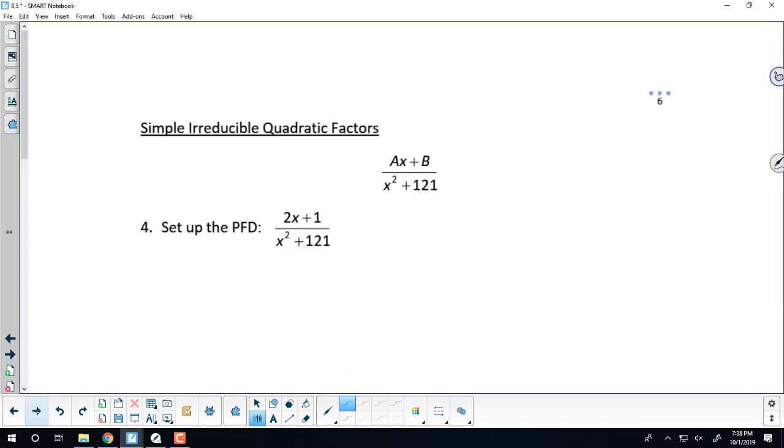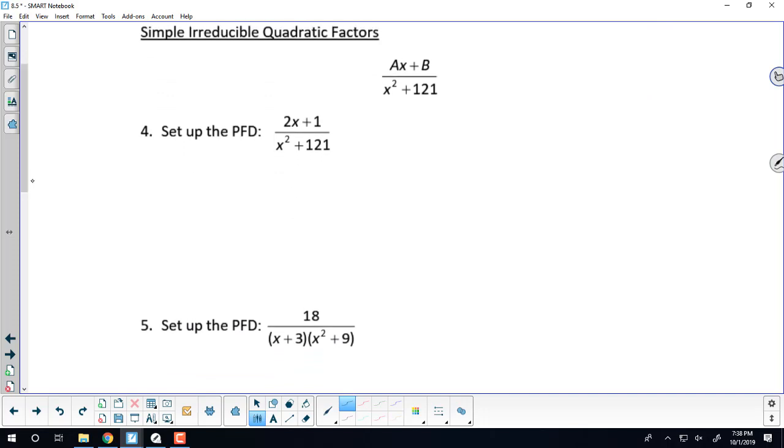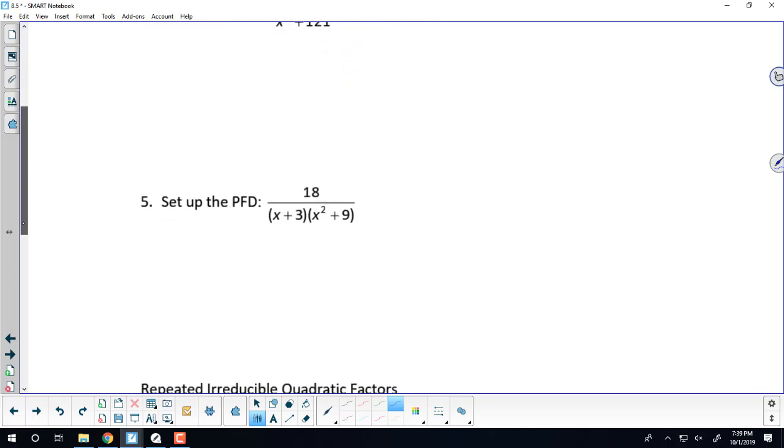Okay, so we'll set up a couple of these. What would the partial fraction decomposition for 2x plus 1 over x squared plus 121 look like? I guess it's right there. Sure is. Okay, done.